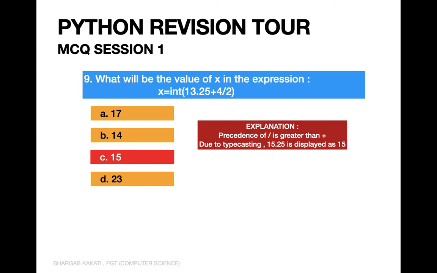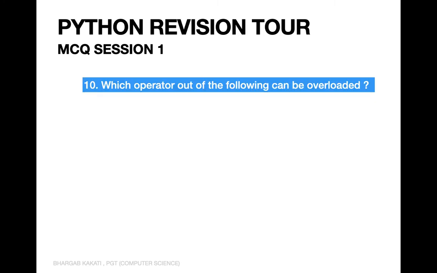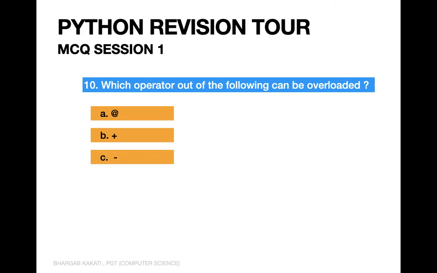Let's go to the last question of this session, which is: which operator out of the following can be overloaded? The options are at the rate, plus, minus and star star. Now, what is the meaning of the word overloading? Overloading means if we can use one operator for more than one purpose, it is known as overloading.